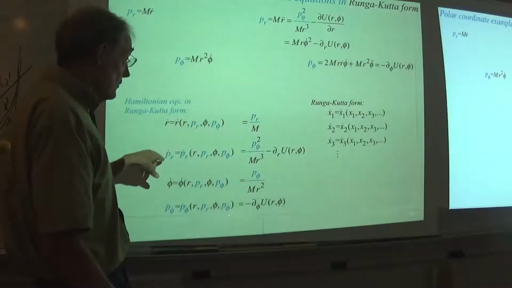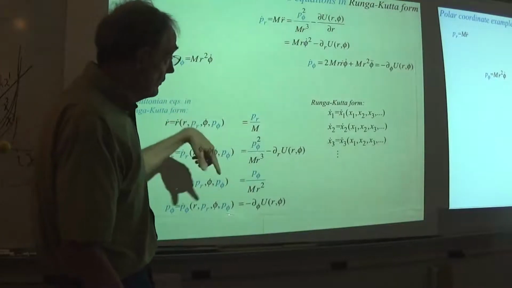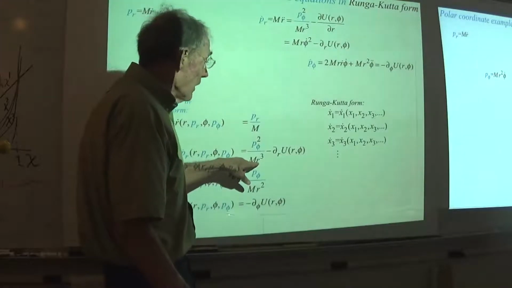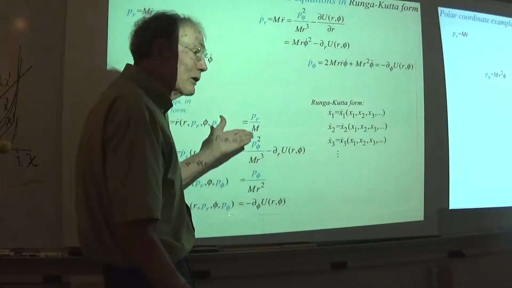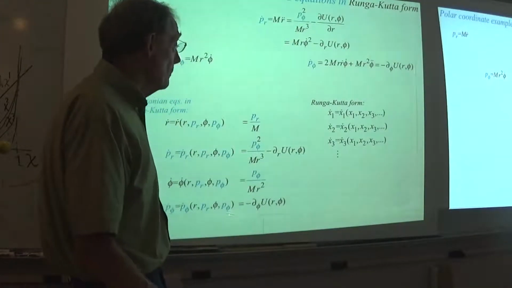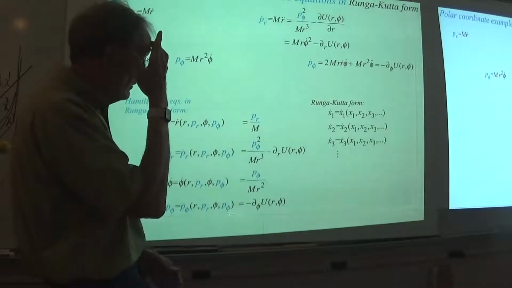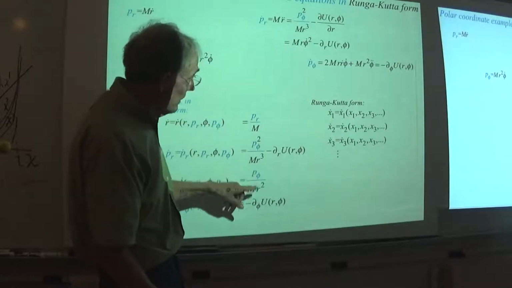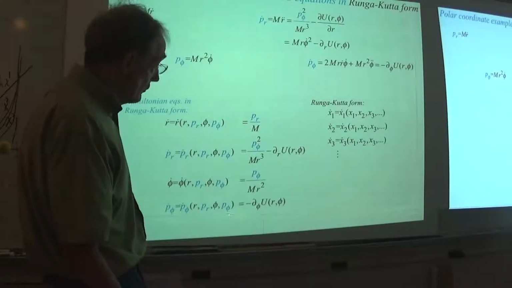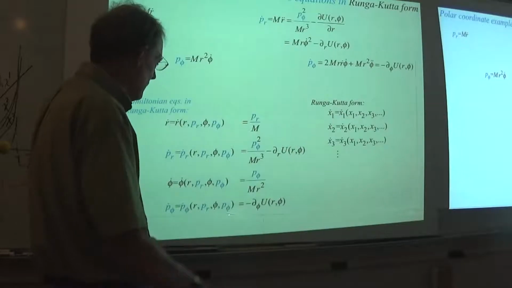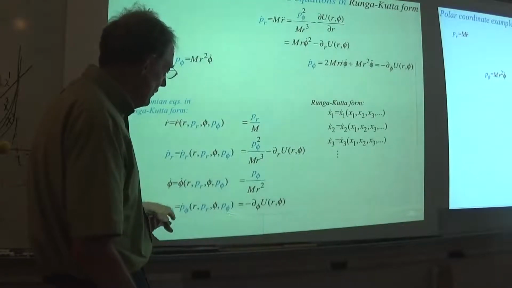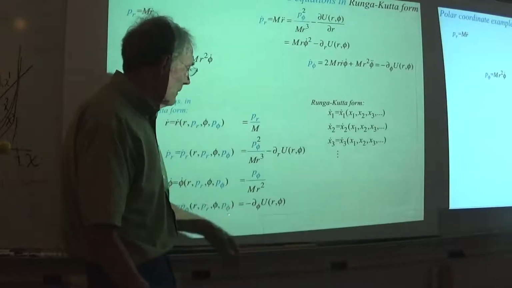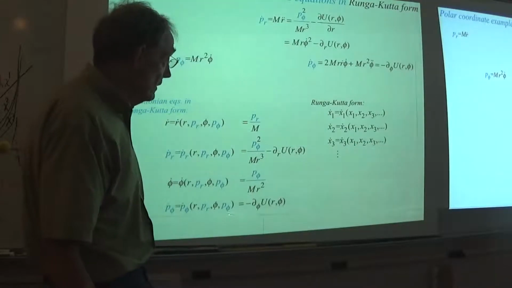Second one is P_r dot, what is it? Well, it's P squared over r cubed. That's that weird term, right? But here it's coming right out in the open, and in the Lagrangian, you have to work at it a little bit to get that. And then phi dot, okay? It's coming out nicely in terms of P_phi and r squared. Maybe I should have that from the Lagrangian. And then this one, P_phi dot, well, it's nothing but minus the partial with respect to phi of U.